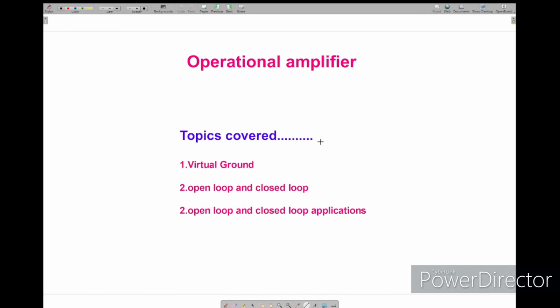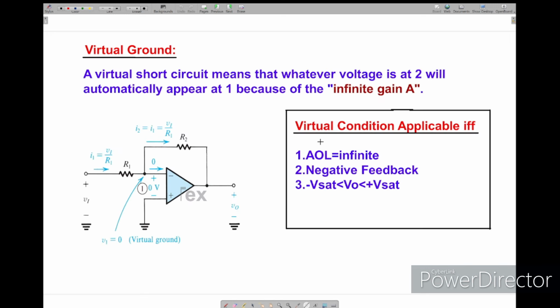In this session, we'll see the virtual ground concept of operational amplifier and open loop, closed loop configuration of op-amp and their application. Let us start our discussion.